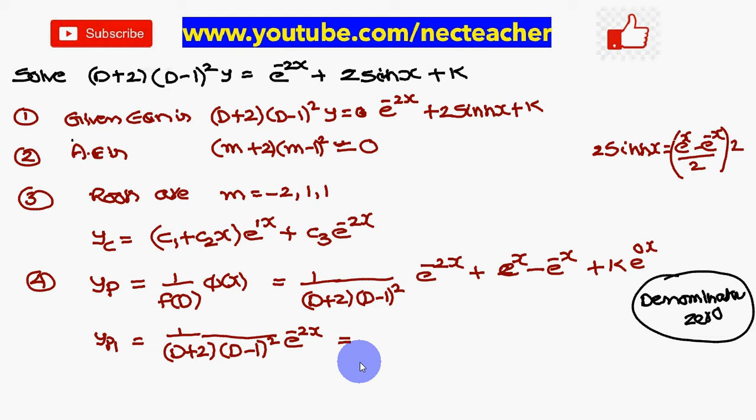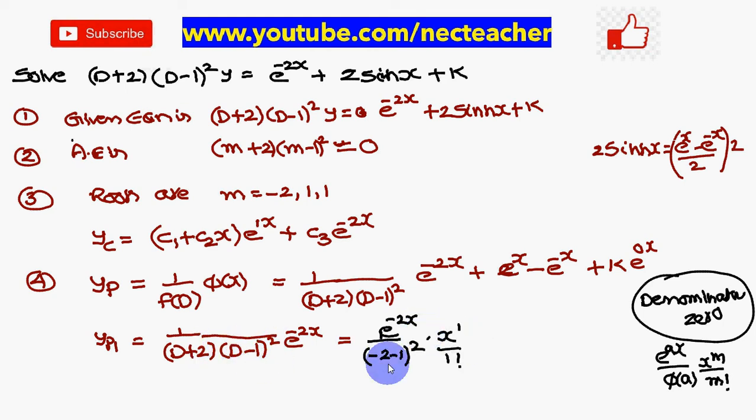Then what do you have to do? Here if you substitute minus 2 in the other factor, minus 2 minus 1, no problem. Therefore you substitute e power minus 2x by minus 2 minus 1. Now you have to multiply the numerator with x, and the denominator, 1 by 1 factor.